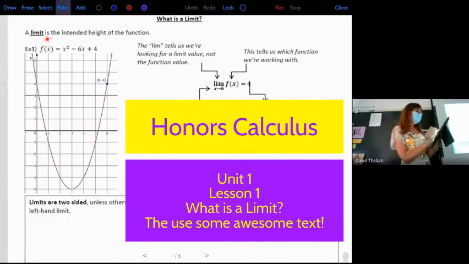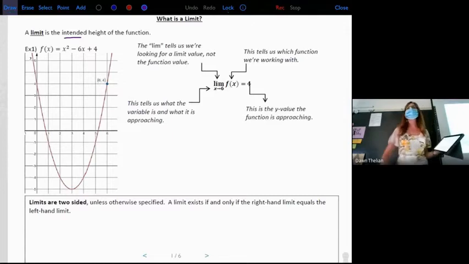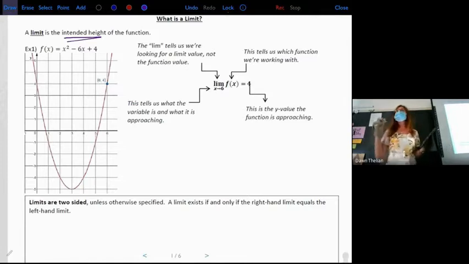A limit is the intended height of the function. Now that's sort of a weird phrase to say right there, an intended height. What do we mean by an intended height? The important thing about a limit is that it isn't actually concerned about the y value. It's about the y value it's approaching.